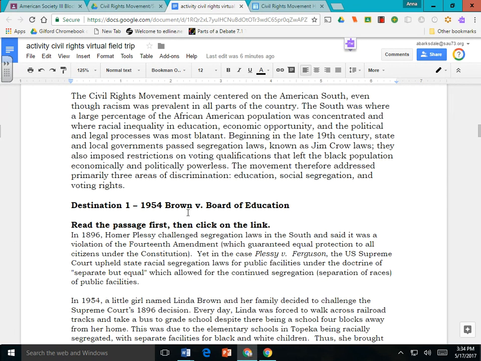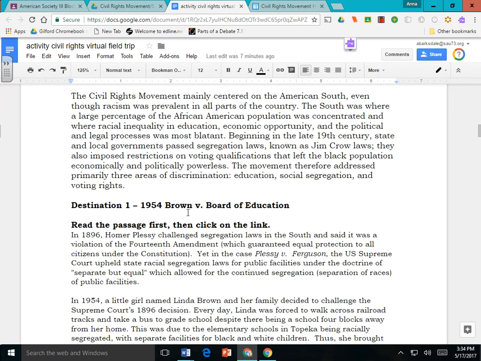Beginning in the late 19th century, state and local government passed segregation laws known as Jim Crow laws. They also imposed restrictions on voting qualifications that left the black population economically and politically powerless. The movement therefore addressed primarily three areas of discrimination: education, social segregation, and voting rights.